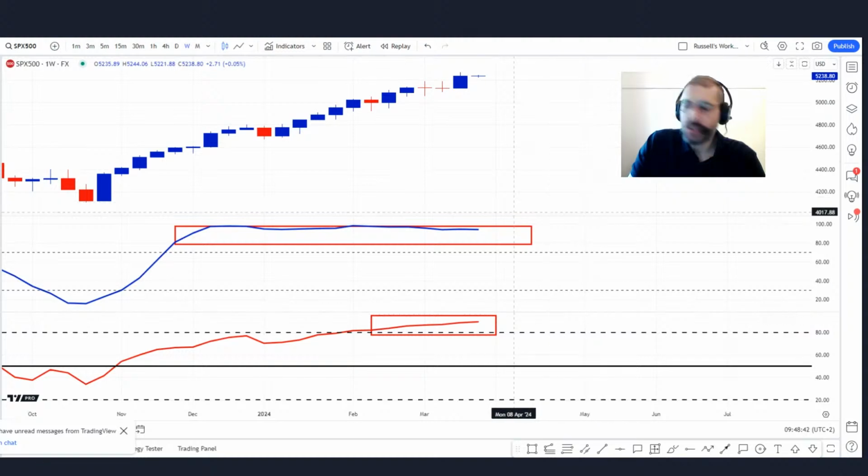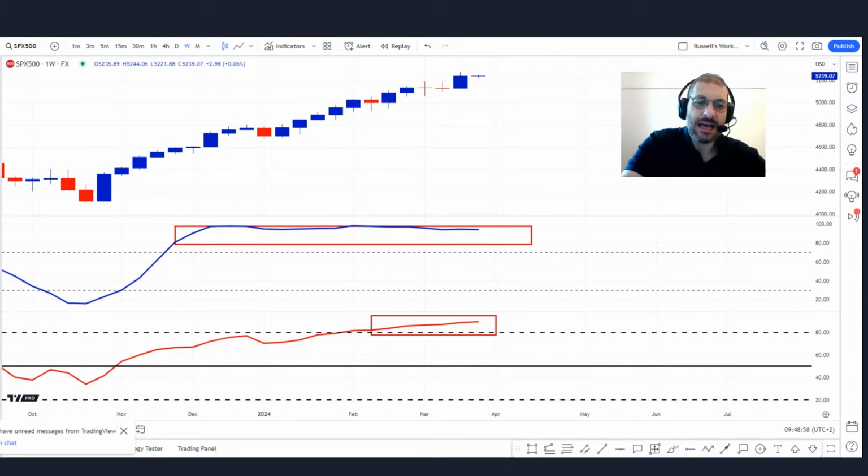What I thought we would do today is also just take a look at some of the commodities. We haven't taken a look at commodities for some time. So what we'll do is a top-down analysis. I want to start off with copper.